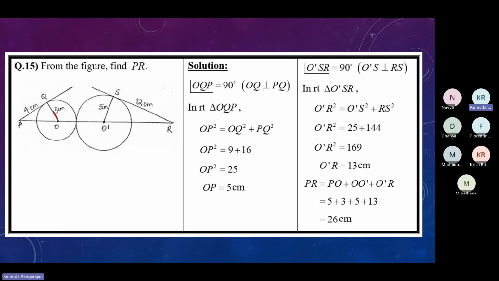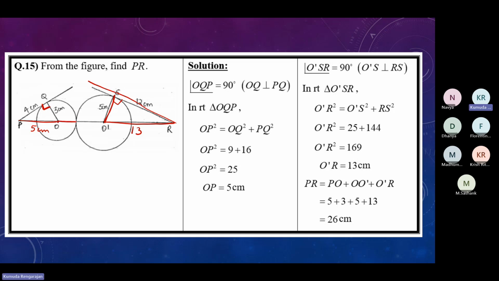So OQ is the radius. PQ is a tangent, so this angle is a right angle. Using Pythagoras theorem, you can find OP, 5 centimeters. In the same way here, O dash S is a radius, RS is a tangent, so 90 degrees. Using Pythagoras theorem, you can find O dash R, 13.